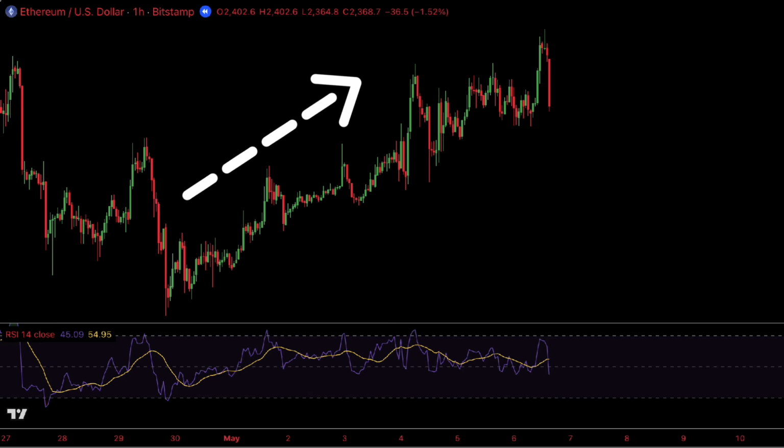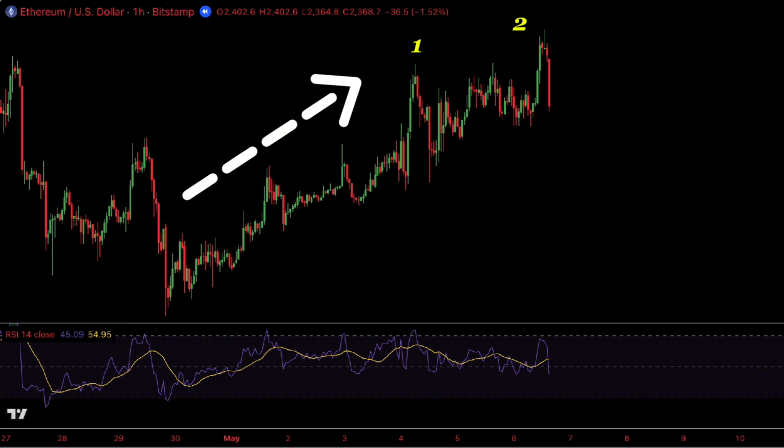Price then forms a double top. This is the first top, and this is the second top. A double top suggests that buyers are struggling to push the market higher. Despite two attempts, price fails to continue the uptrend, which is our first warning that momentum may be fading.